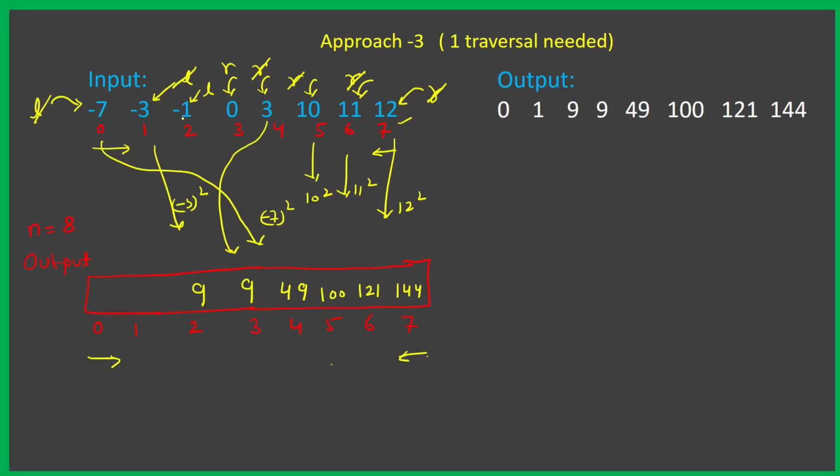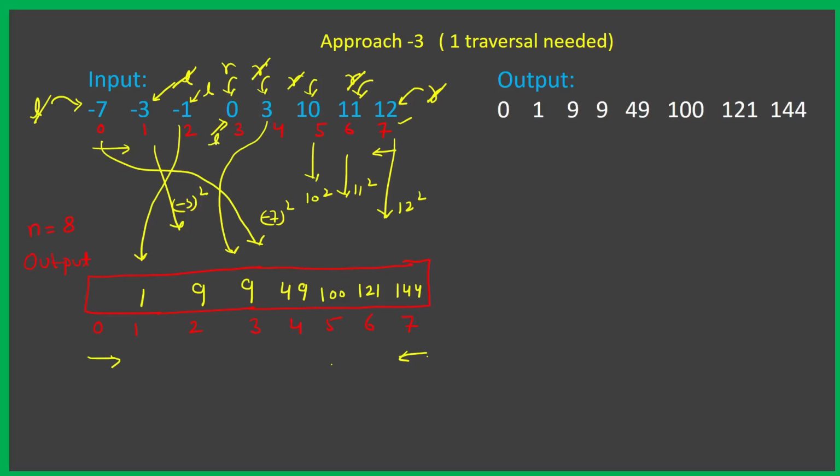Now I will be comparing minus 1 with 0. The absolute value of minus 1 is 1, and 1 is greater than 0. So I will find the square of this left element. The square of minus 1 will be 1. So I found the square of this one. Now my left will go to this point.